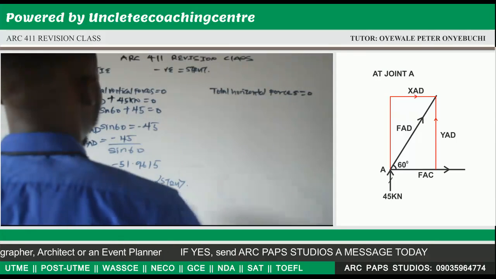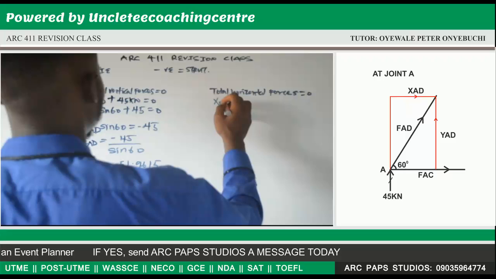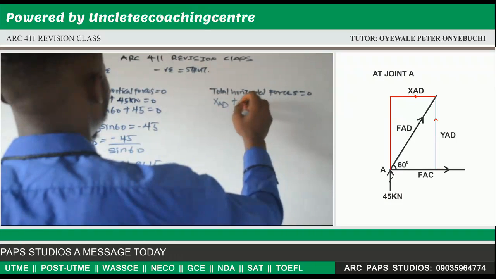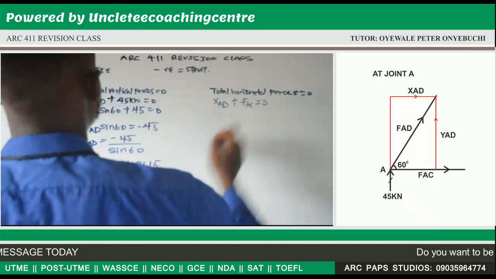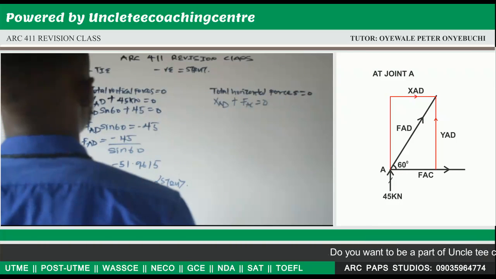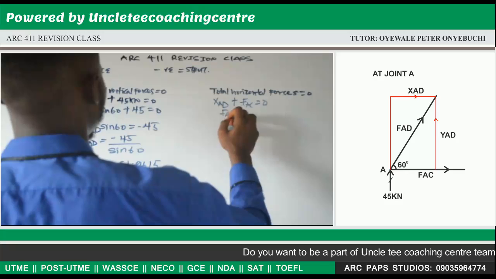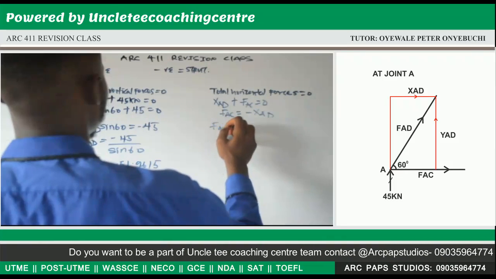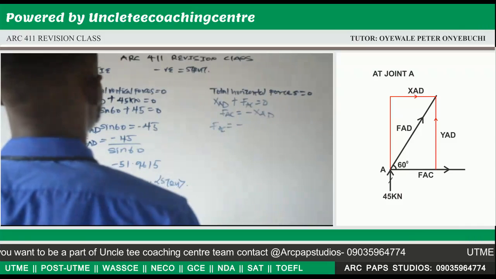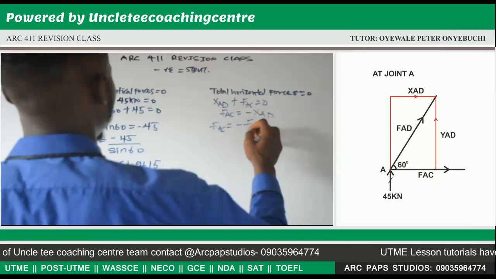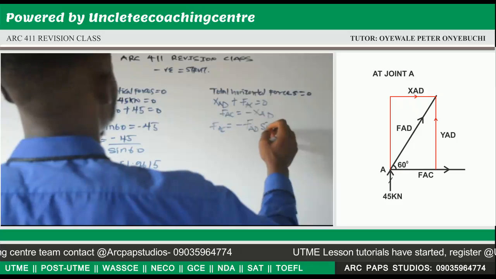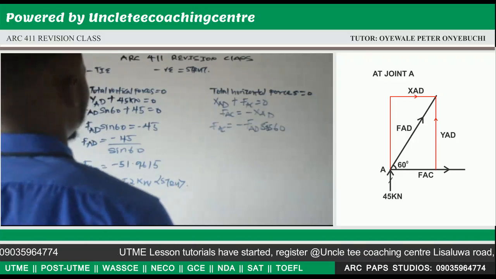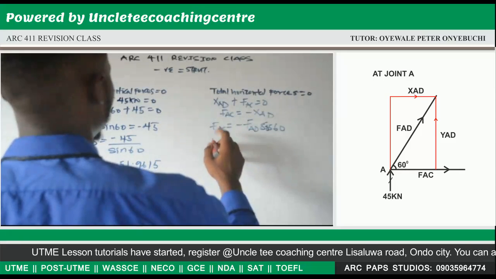Now going to the total horizontal forces. Our first horizontal force there is XAD. It's pointing towards the positive side. We also have our FAC, which is also pointing towards the positive side. Now it means our FAC is equal to minus XAD. Now FAC will give us minus resolving XAD. This will give us FAD sine. Sorry, this will be cos 60 because we are resolving to the x-axis, because they are horizontal forces.